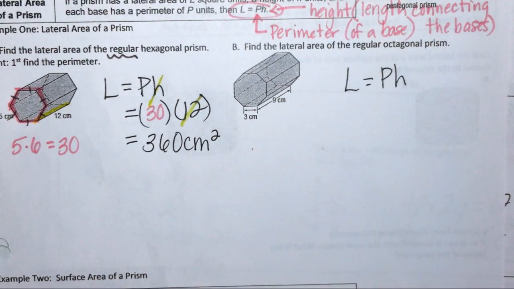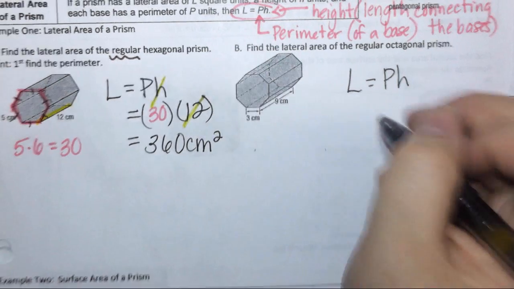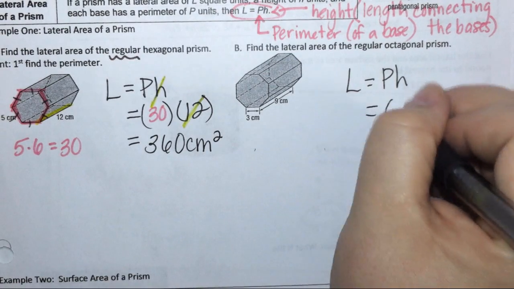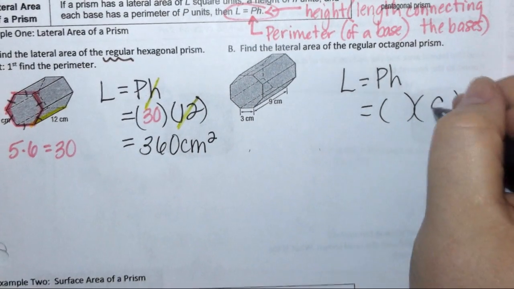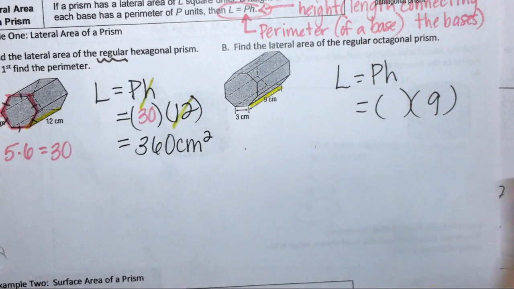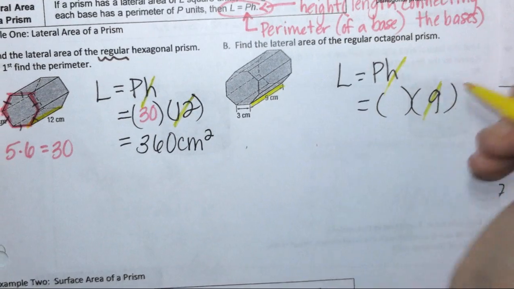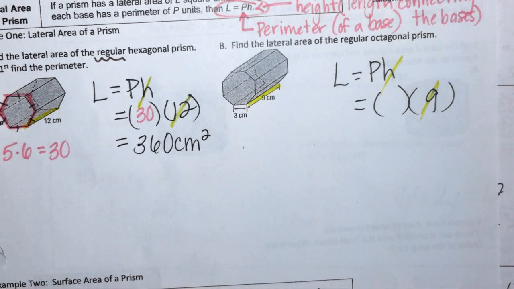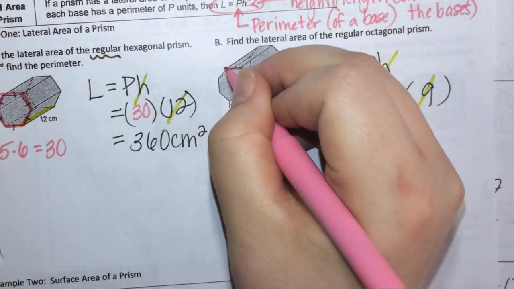Okay, same formula, different shape. We now have an octagonal prism. I need to know the height of my octagonal prism. The height is 9. Again, find that number connecting the two bases. So the height is 9. I need to know the perimeter of one of my bases.